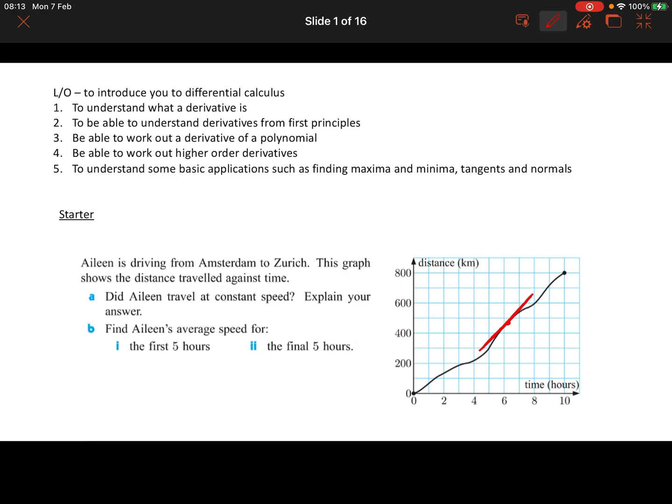Like here we're going a little bit slower because the tangent at that particular time is shallower. So we can work out the gradient of the tangent, then we work out the instantaneous speed at that particular time. So this is what differential calculus is all about. It's instantaneous rates of change. I hope that makes sense.